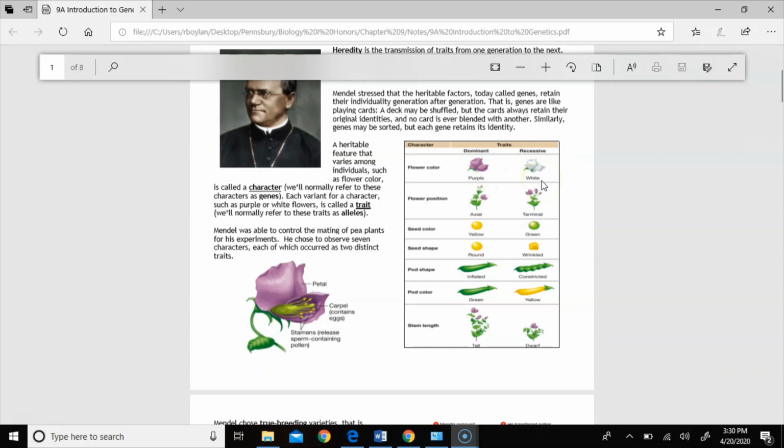Like, for example, imagine if I was asking you about eye color. Think of all the different shades of eye color out there. We can't study that and think it's going to be simple. No, that's going to be very complex. So Mendel picked these 7 very simple traits to study.